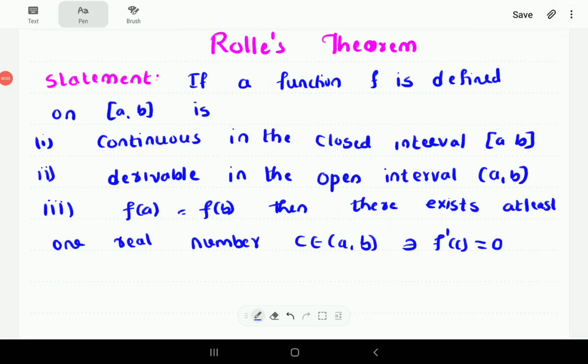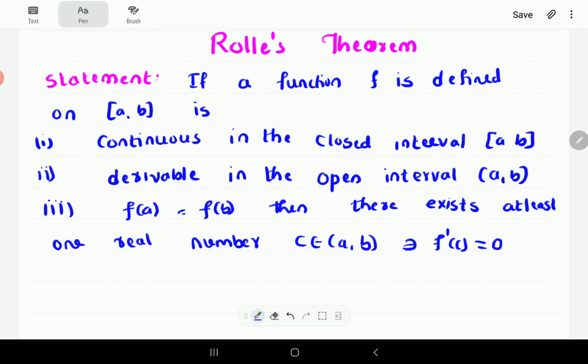Today we are going to discuss Rolle's theorem and verify it for certain examples. The geometrical interpretation of Rolle's theorem, we have already done in a video, so you can check it there. Here I'll just discuss the statement and how we verify the examples. All right, so now let's start with the statement.